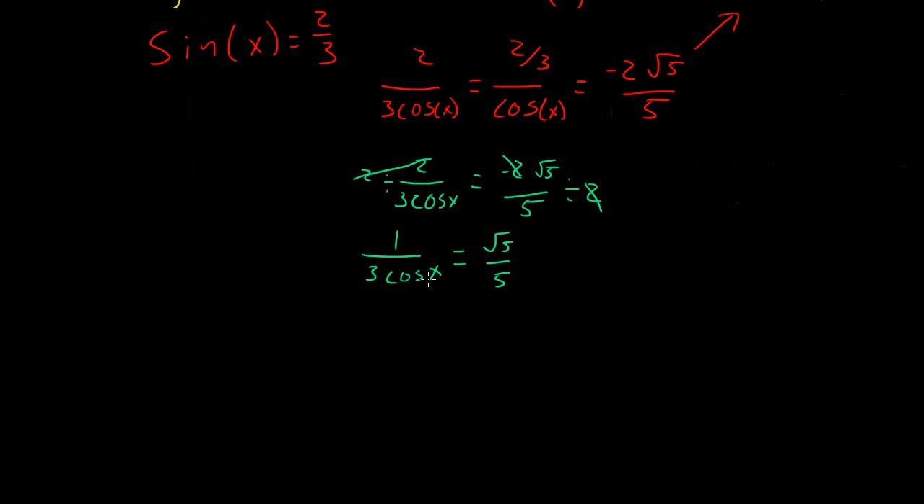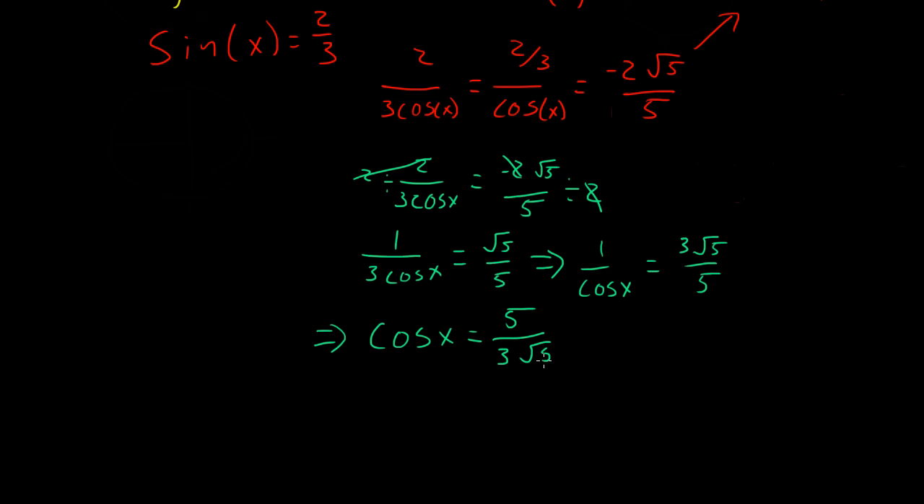Now we're looking to solve for the cosine x. So let's multiply 3 to both sides, and then we're going to flip everything. So this is going to look like 1 over cosine x, which is equal to multiplying 3, so that's going to be 3 root 5 over 5. Let's flip everything, because the cosine is now on the bottom. So that means cosine x is equal to 5 over 3 root 5.